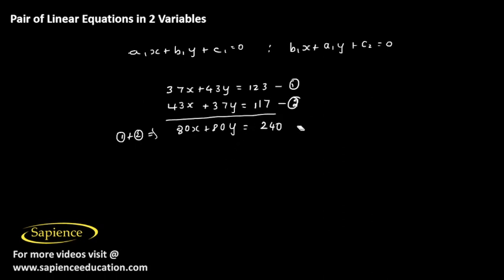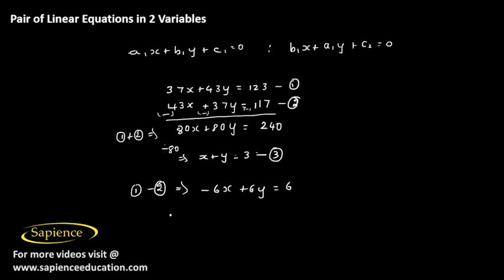Now this whole equation can be divided by 80, and we will get x plus y equals 3, which is our third equation. Now again, these two equations 1 and 2, if we subtract them, 1 minus 2, in that case this will be negative, this will be negative, and this will also be negative, and we will get minus 6x plus 6y equal to 6. And if we divide it by 6, we will get minus x plus y equal to 1. This is our fourth equation.